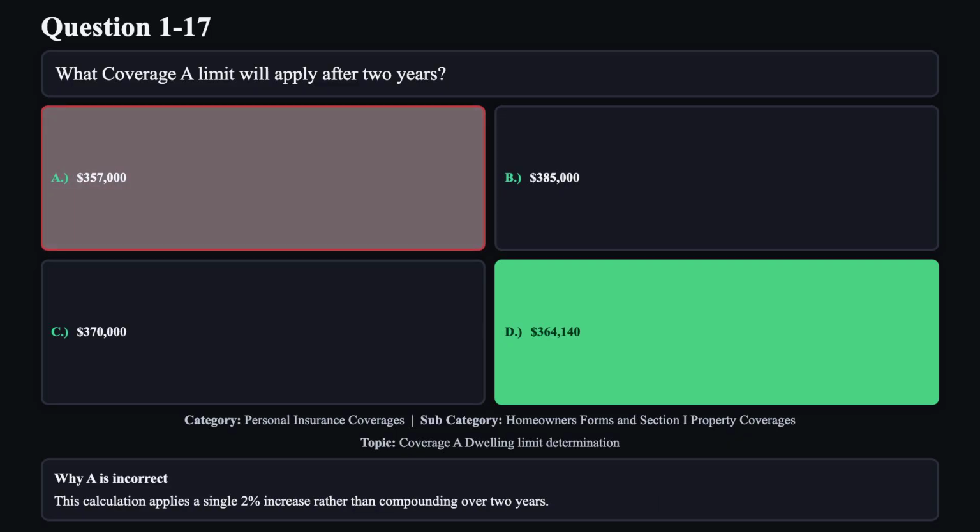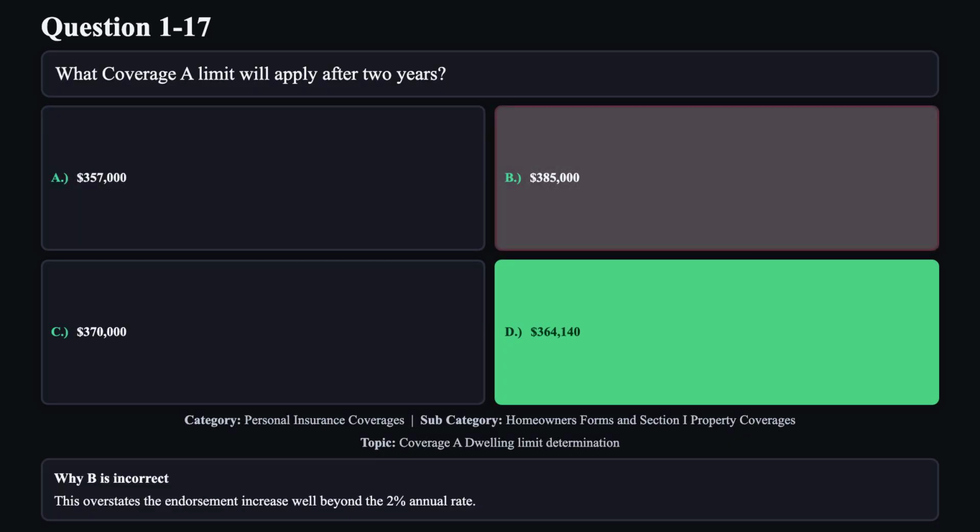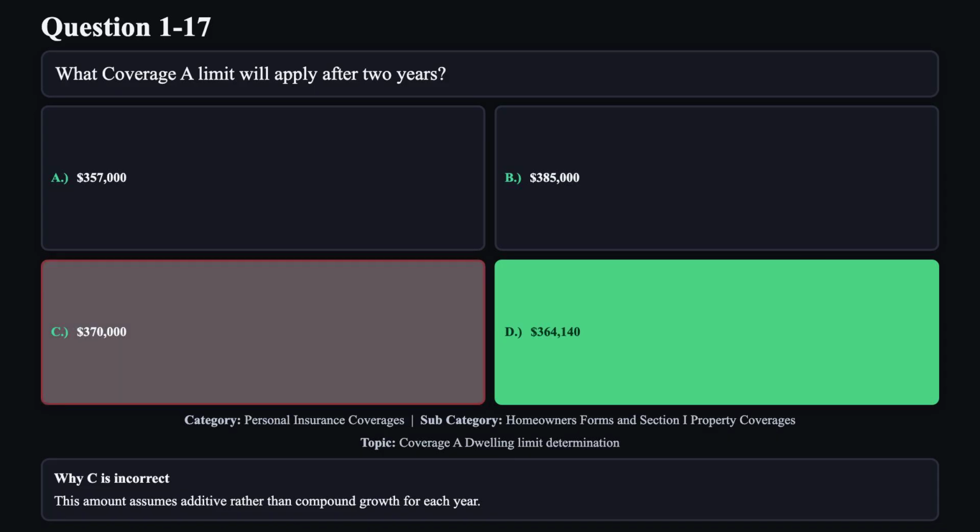Reason A is not correct. This calculation applies a single 2% increase rather than compounding over 2 years. Reason B is not correct. This overstates the endorsement increase well beyond the 2% annual rate. Reason C is not correct. This amount assumes additive rather than compound growth for each year.